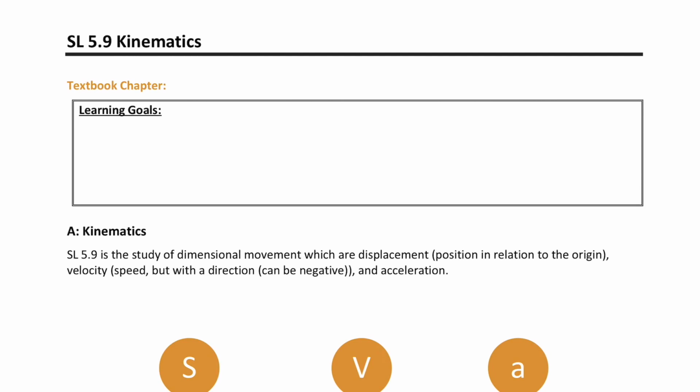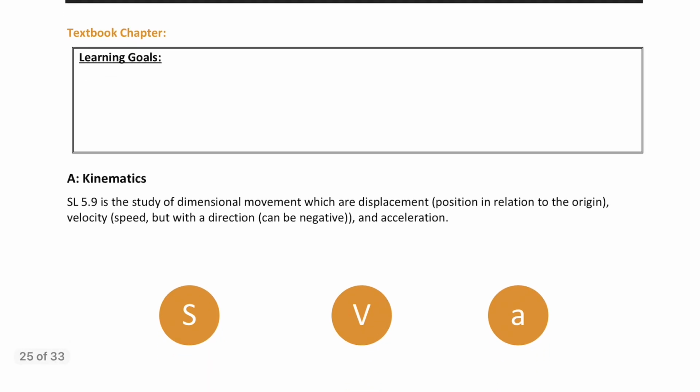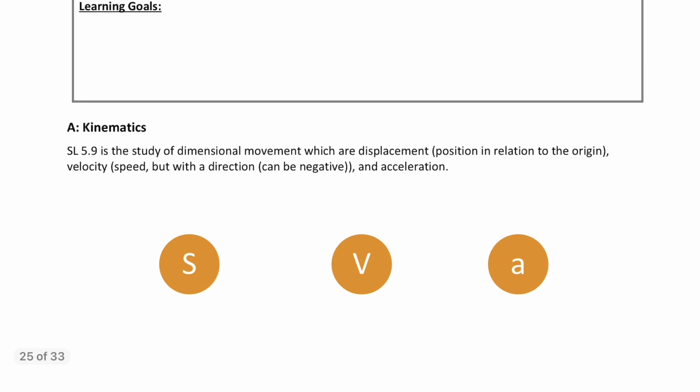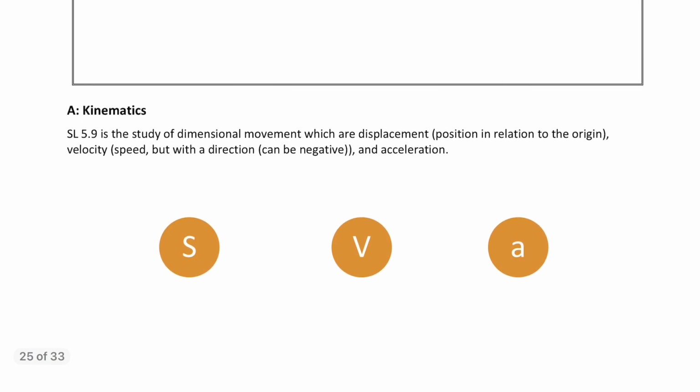Essay 5.9, Kinematics. In today's video, we will be discussing kinematics in calculus. Essay 5.9 of the IB Maths AA curriculum is the study of one-dimensional movement. We are studying displacement, velocity, and acceleration. Displacement is the position in relation to the origin, and velocity is speed but with a direction, and it can be negative.